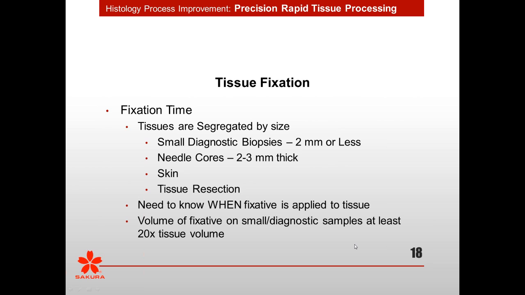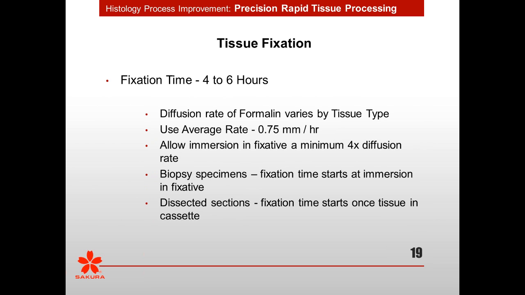You need to know when fixative is applied to your tissue. And you have to demand the volume of fixative on your small diagnostic samples and even your larger ones is at least 20 times the tissue volume. That's hard to do on your larger specimen, so you will start maintaining and controlling your fixation after you do a resection of that unfixed tissue. But it's important, moving forward, to look at segregating your tissue types.